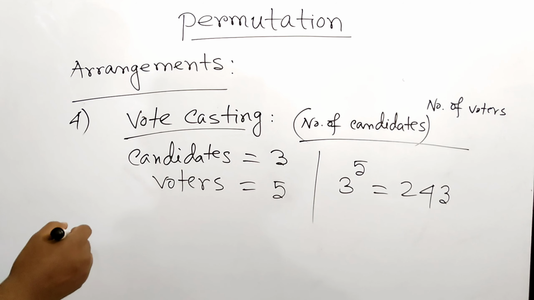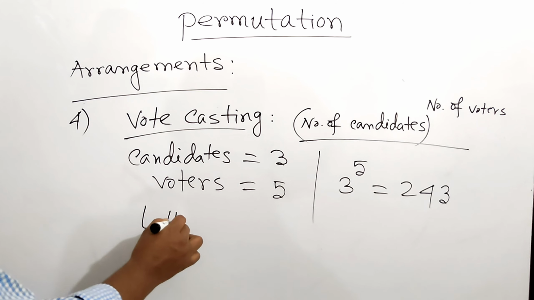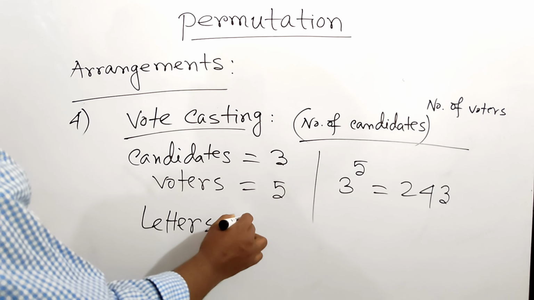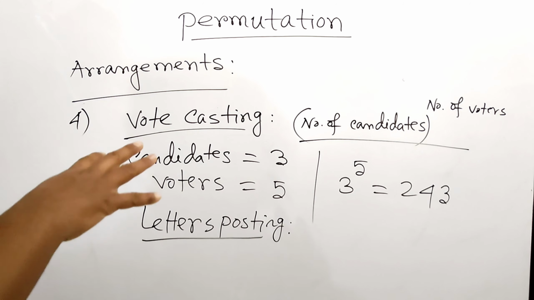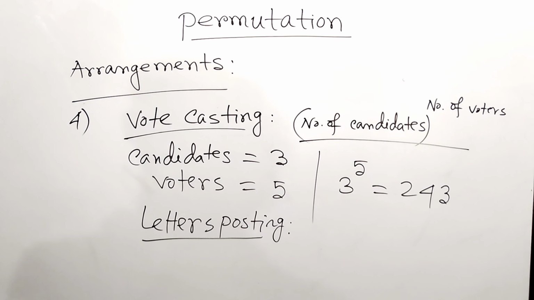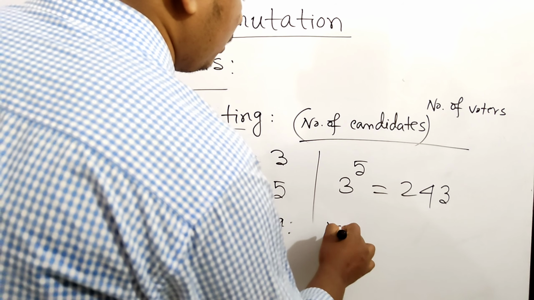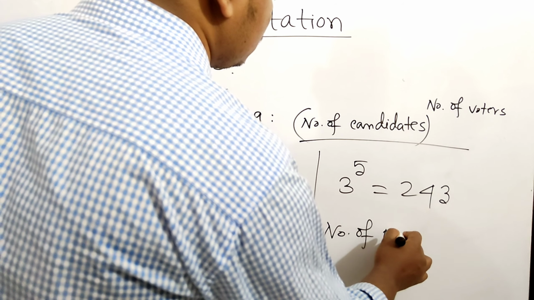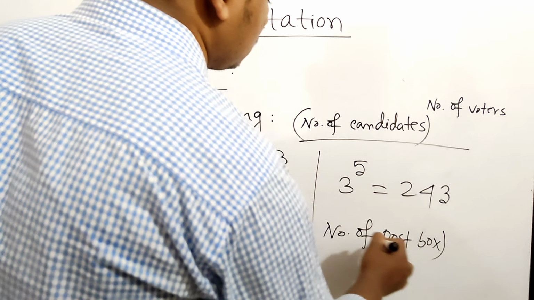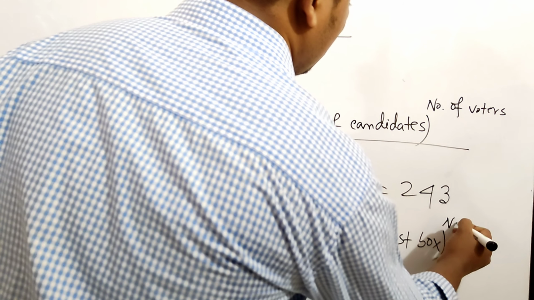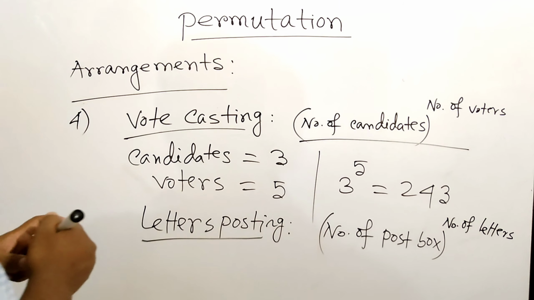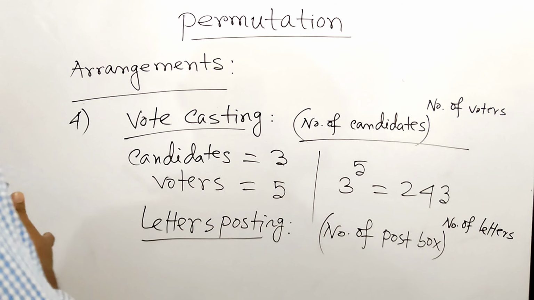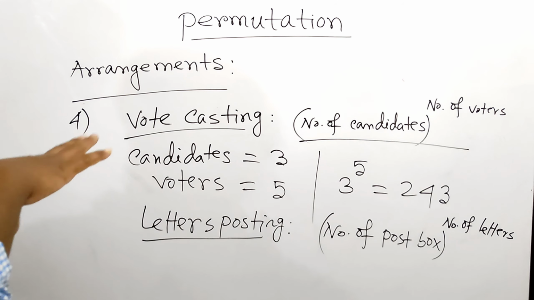suppose letter posting. Suppose you have some letters and you'd like to post these letters in different post boxes. What is the formula? That is number of post boxes to the power number of letters. By using this formula you can easily find how many ways you can post the given letters.